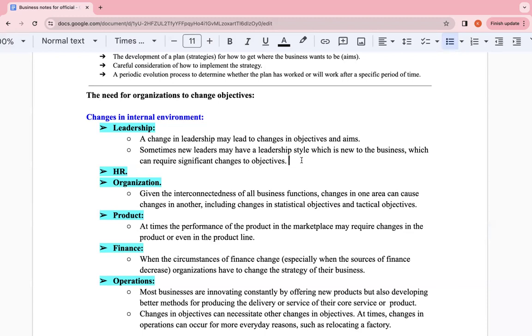So given the interconnectedness of all business functions, so the finances, the marketing, the HR, all of these parts of the business, they're all interconnected. So changes in one area can cause changes in another.